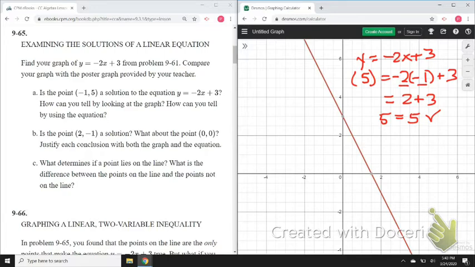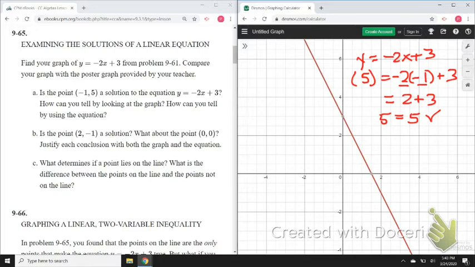Next question, part B says, is the point 2, negative 1 a solution? Let's look at 2 comma negative 1. Here is 2, down 1, right there. That is definitely going to be a solution, right? How about 0, 0? There is 0, 0, the origin, not a solution. It says to justify it with the graph and the equation. I just justified it graphically.